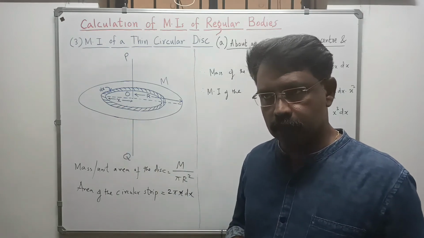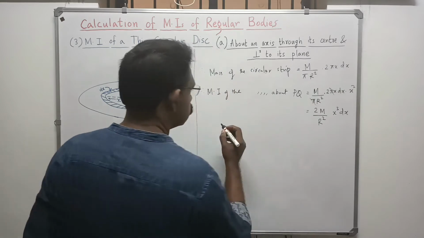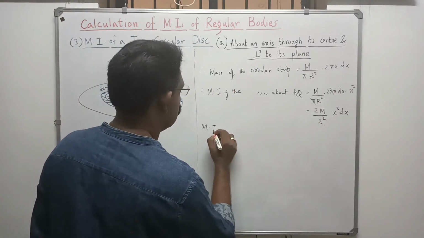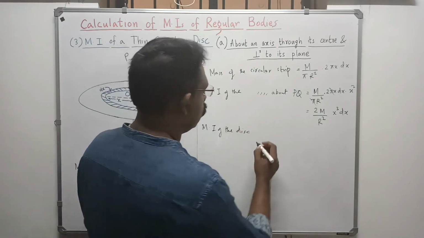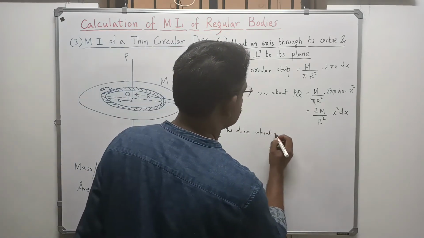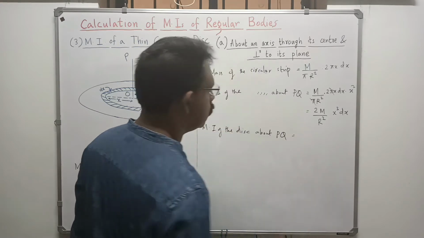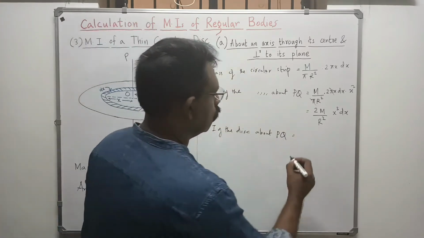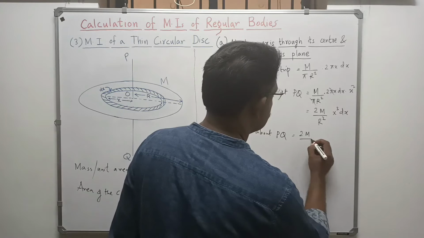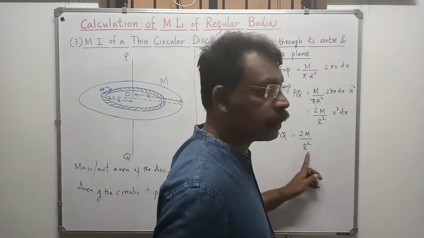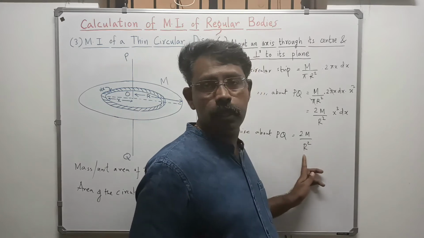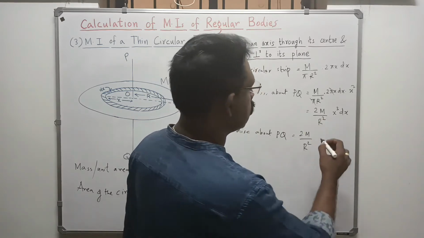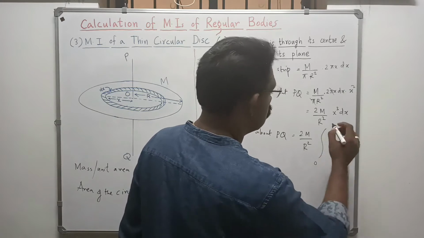So the moment of inertia of the disk about PQ is given by I of the disk about PQ is equal to 2M by R squared. I am taking this outside of the integral because this is a constant. Mass of the disk is a constant, radius of the disk is a constant. Integrate from 0 to R.